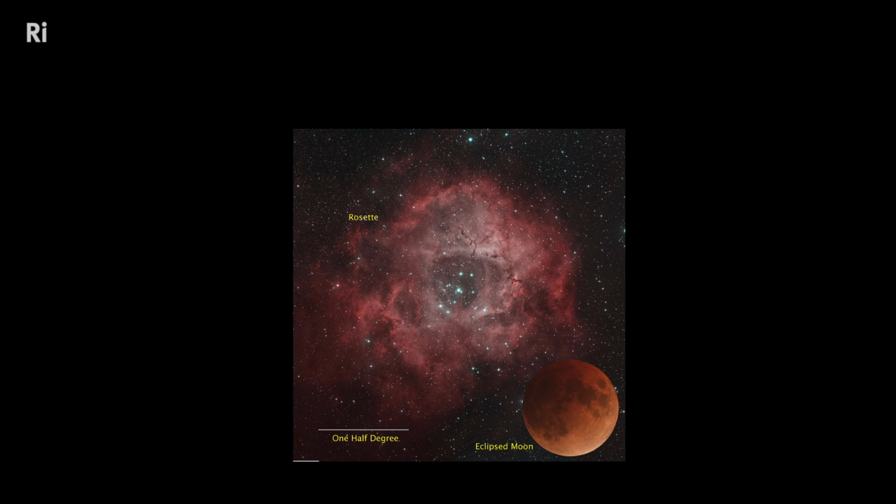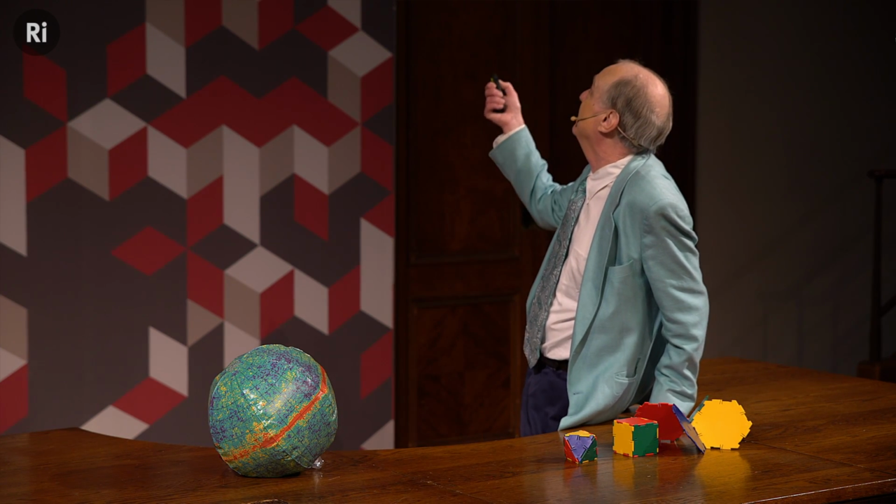This is a picture of the Rosette Nebula. This is a gas cloud in our own galaxy. It's 5,000 light years away, so light's been coming to us at 300,000 kilometers a second for 5,000 years. It's forming stars here in the middle. I put the eclipsed moon here in the foreground to show you the angular scale of this. And you say, why didn't I notice this thing in the sky? It's bigger than the moon. Well, it's very, very faint is the answer.